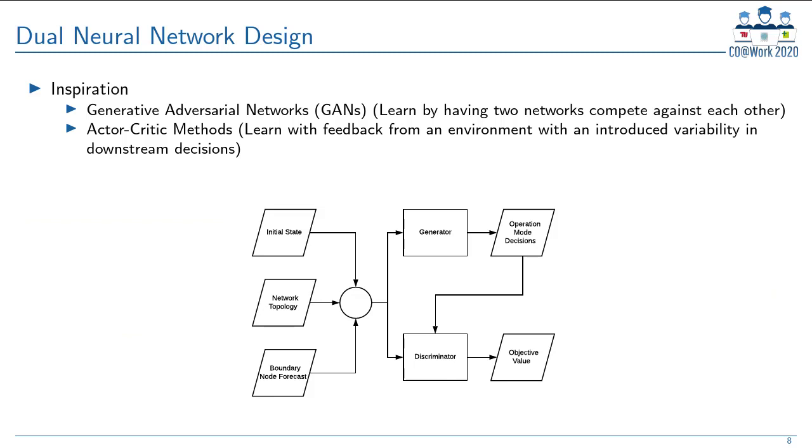Now, to briefly explain our design, we feed in the traditional input, that is, our network topology, initial state information, and the prognosis. This goes into our generator. The generator then outputs the operation modes. The discriminator then takes as input the original input as well as the generated operation modes. With these as input, the discriminator then outputs a prediction of the optimal objective function value of the large-scale mixed-integer program if these operation mode values were fixed.